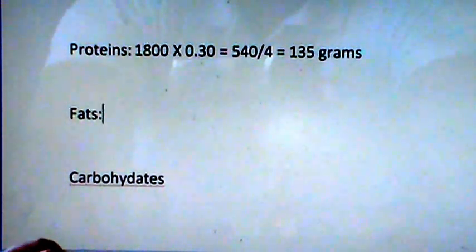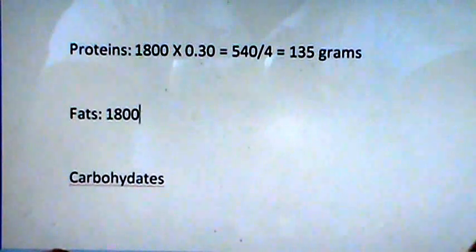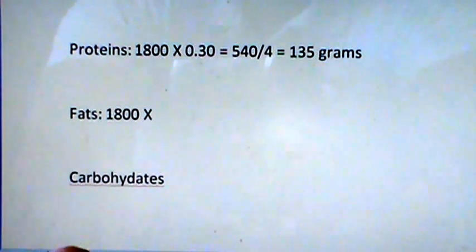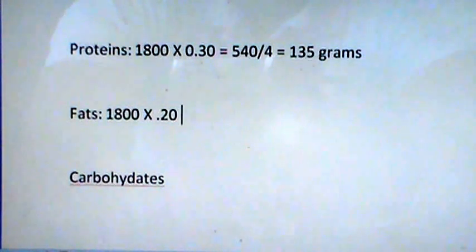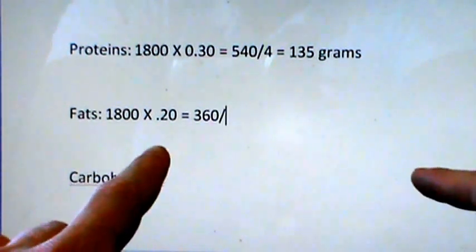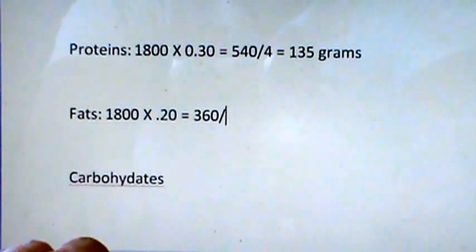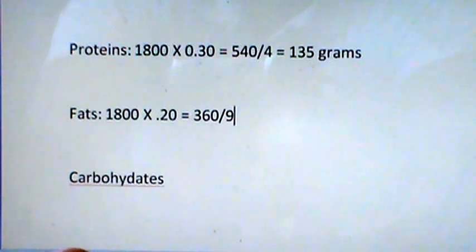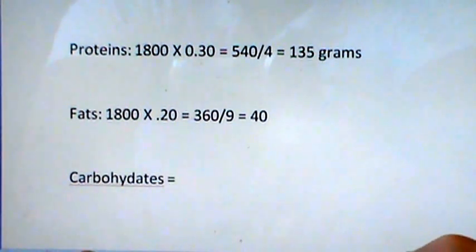Now, with fats, we're going to take 1800, multiply that by the 20% that is recommended to us, and that's going to give us 360. Now we're going to divide that. Now that's a pretty high number, but we're going to divide it by 9 because that's how many calories per gram that you get out of fat, and that is going to equal 40. So you'll notice there you don't need quite as many grams of fat. You're going to get a lot of calories per gram.